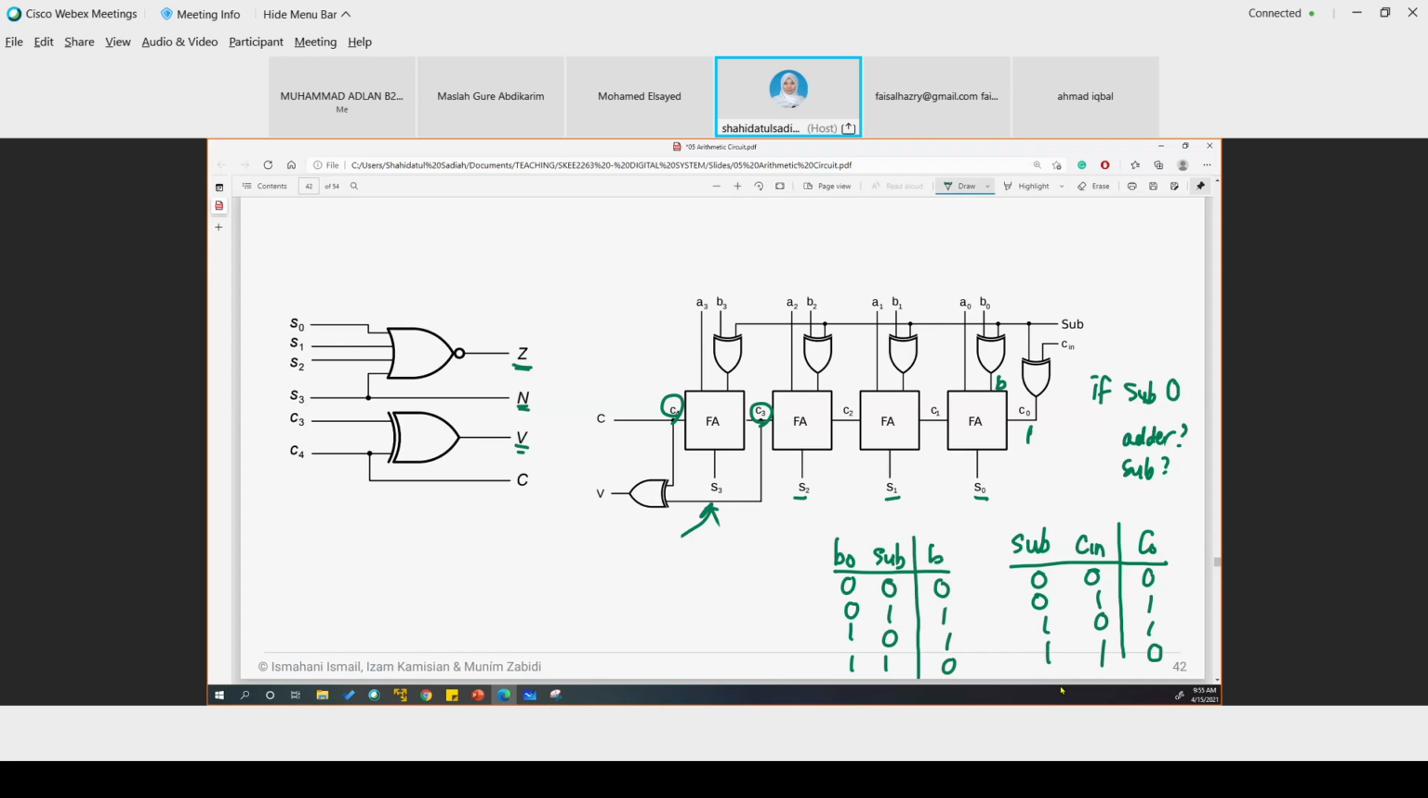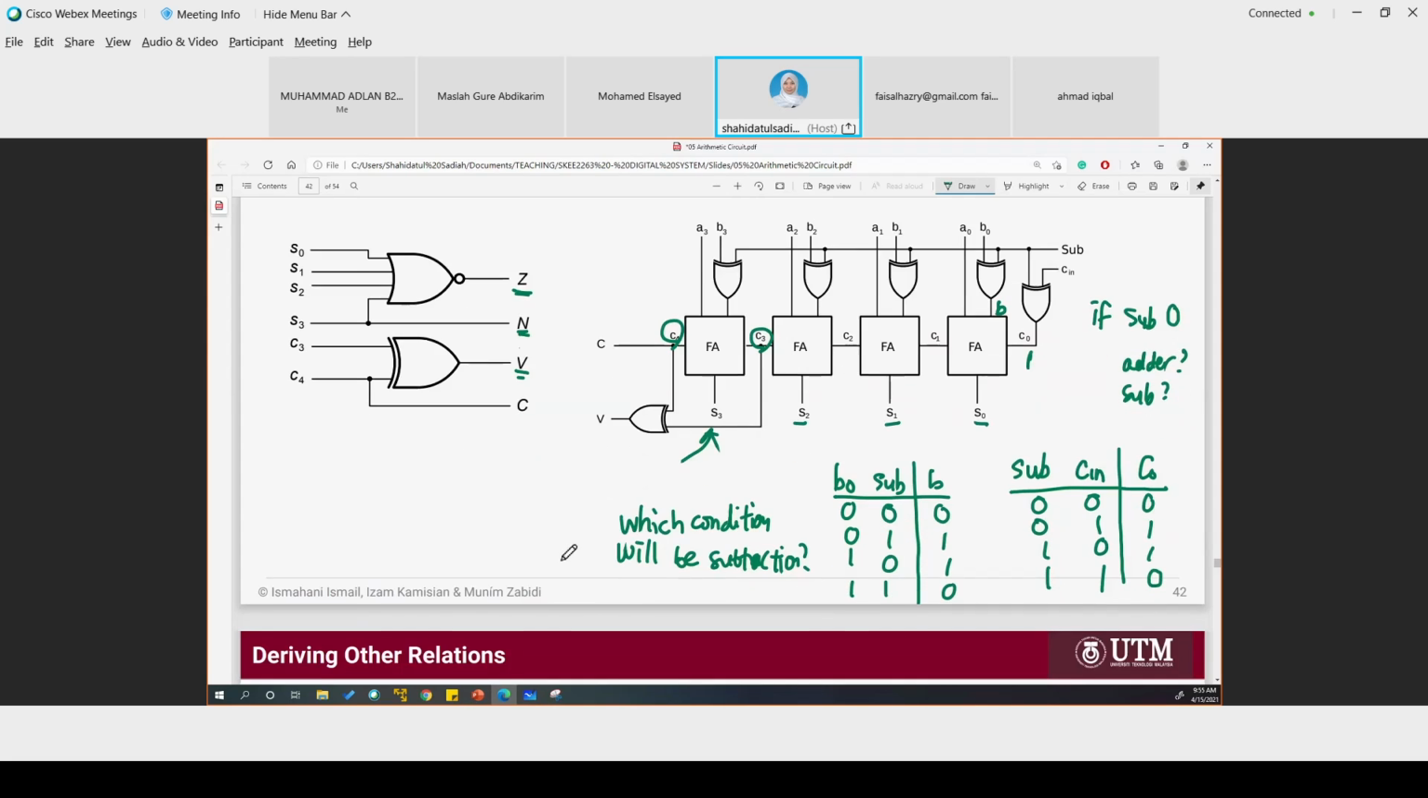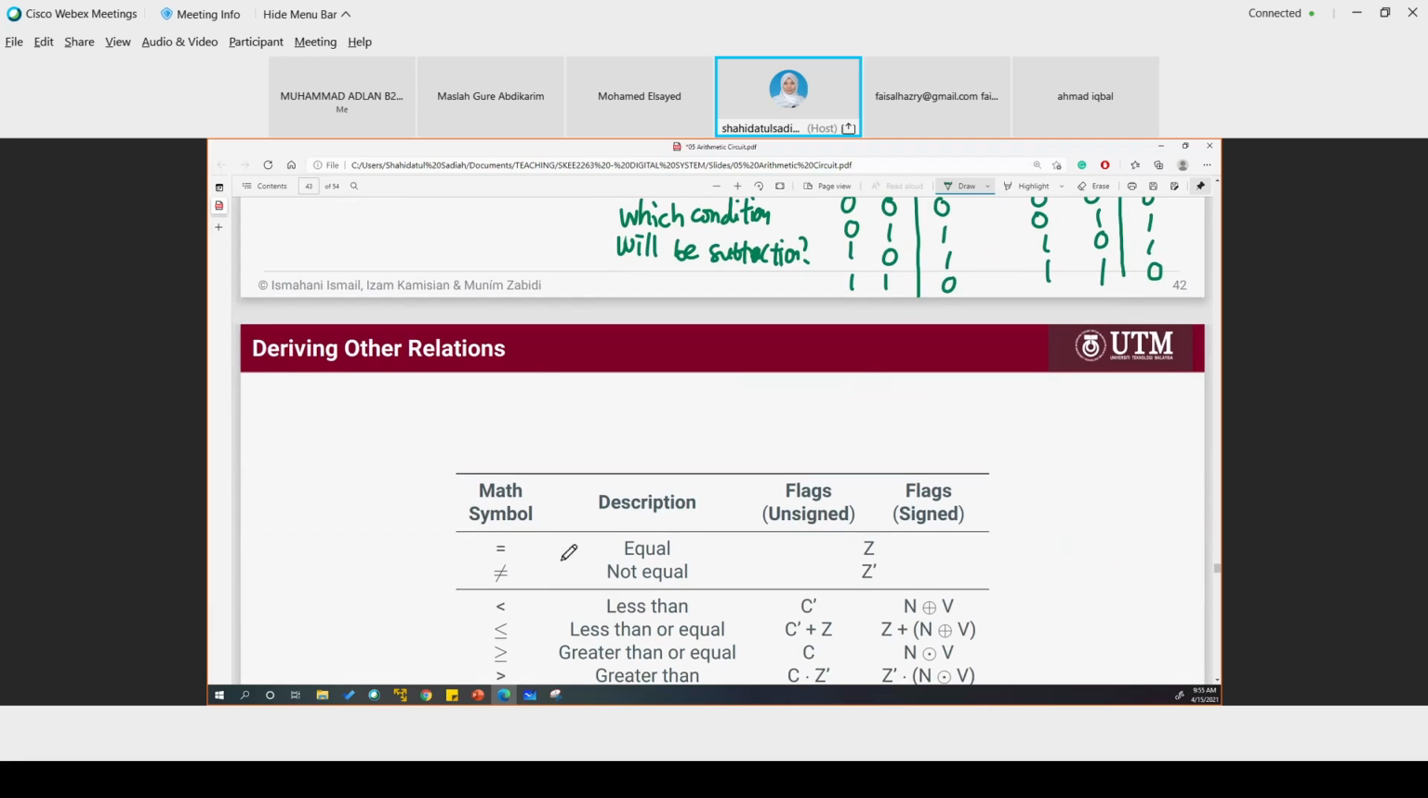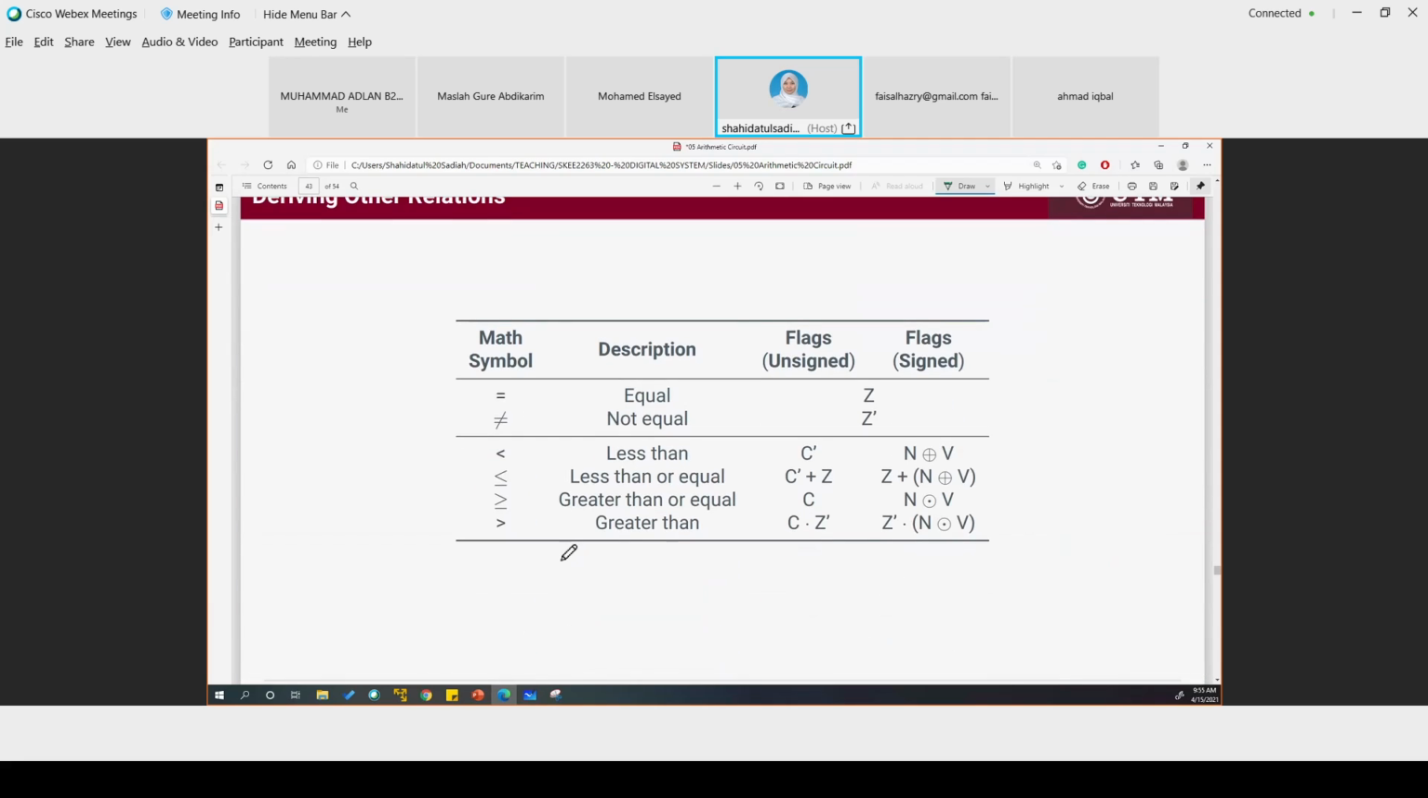So which condition will be subtraction? Okay, I will ask you again this question before we start the class next week, Sunday. And this is the last slide for today. We have less than 5 minutes.